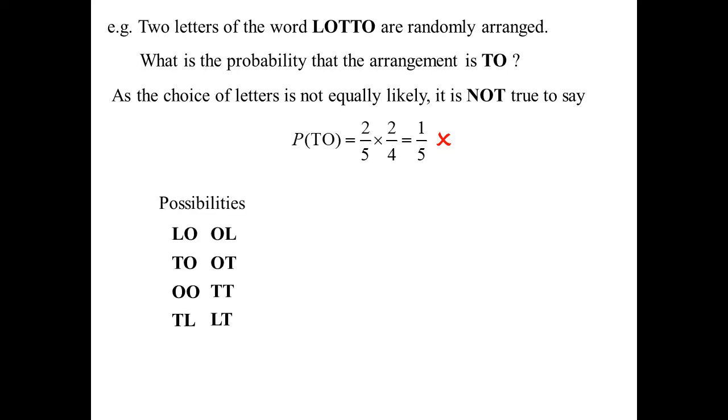There are all the possibilities we could have. We could have LO, OL, TO, OT, OO, TT, TL and LT. So actually, the probability of getting TO is 1 in 8, not 1 in 5. Okay, so sometimes we have to investigate a little bit further. It's not what you would think straight away. Ta-da!